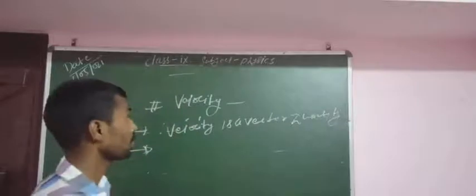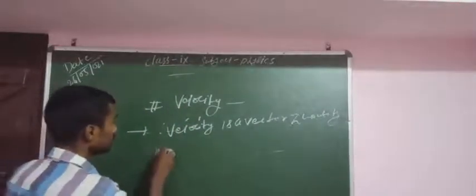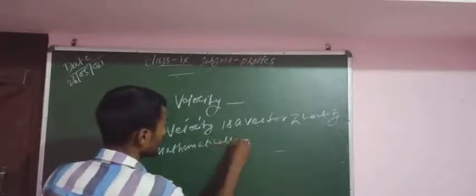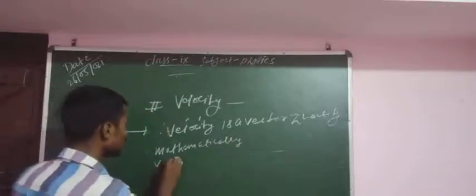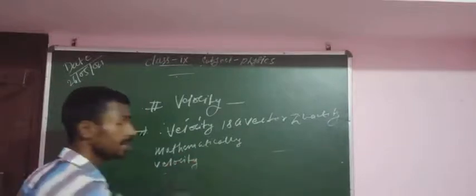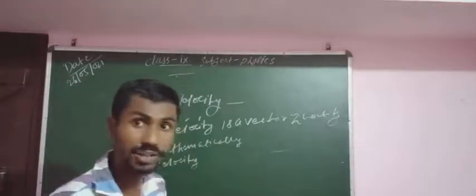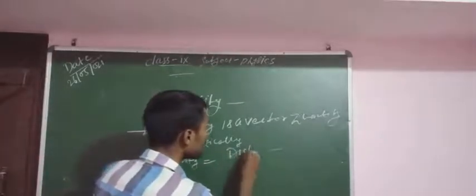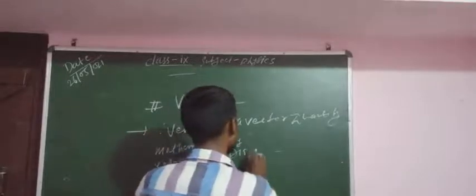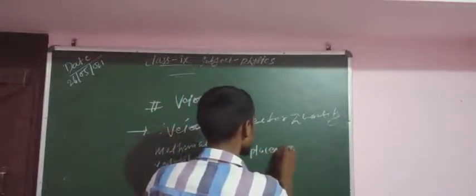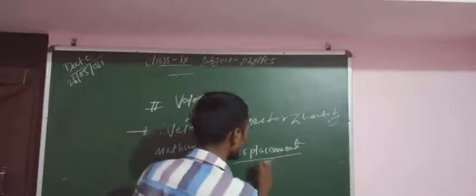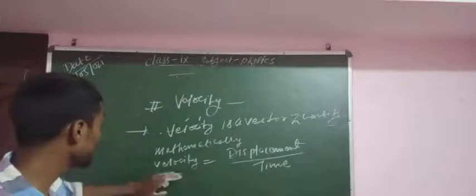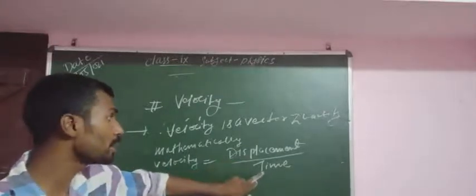Velocity is a vector quantity. Mathematically, velocity is the change of displacement per unit time. That means displacement divided by time. The velocity mathematically may be defined as velocity equals change of displacement by time.